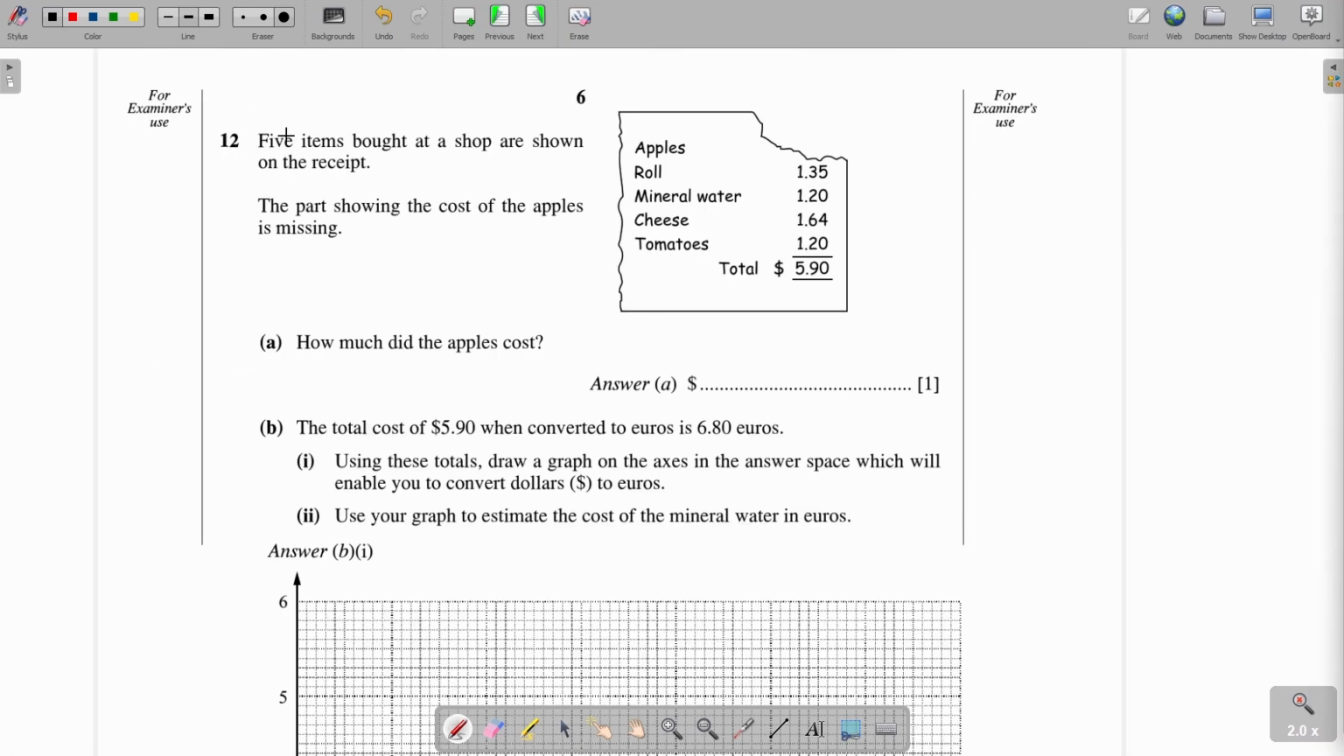So question 12 is a big one. 5 items bought at a shop are shown on the receipt. So 5 of them are shown, but there's nothing for apples. The part showing the cost of apples is missing. How much did the apples cost? So we have the total, just need to add these together and then minus that from 590 basically.